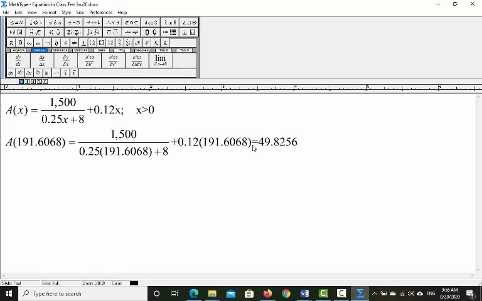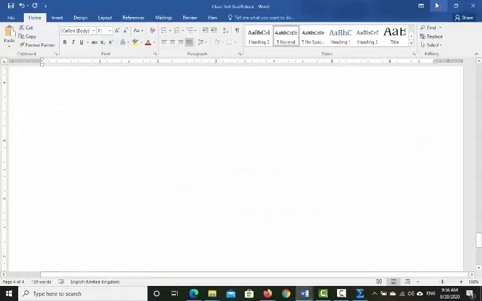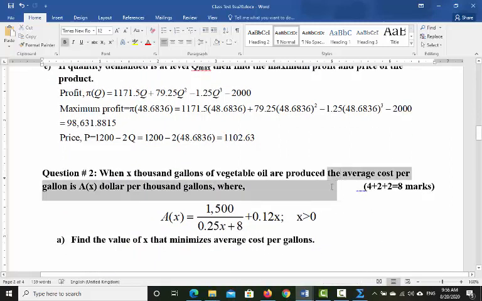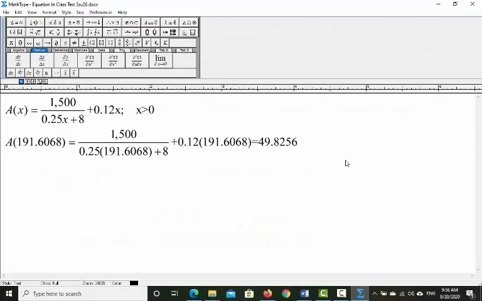Let us check the unit of this one. The unit for average cost was dollar per thousand gallons. So obviously this one will be dollar per thousand gallons. That's the final answer.